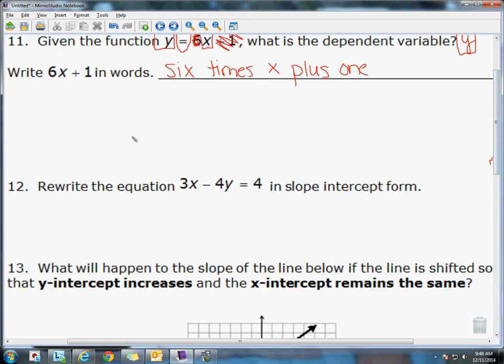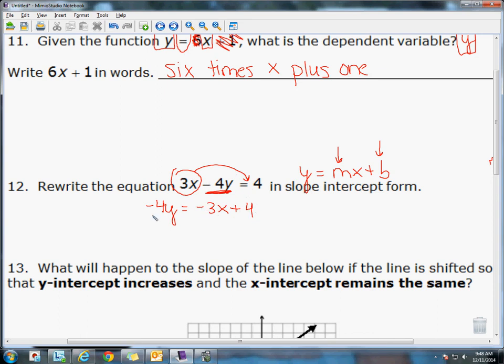Number 12. Rewrite the equation 3x minus 4y equals 4 in slope-intercept form. Slope-intercept form is y equals mx plus b because you can figure out your slope and your y-intercept. So when we rewrite this, there's only 2 steps. The first one's called your exciting move because you have to move the x, so it's exciting. Whatever you did not circle, we're going to rewrite. So I have a negative 4y is equal to. When you move it, you change the sign. So he's positive. When he moves over here, he's going to become negative. And then we have a 4 at the end.